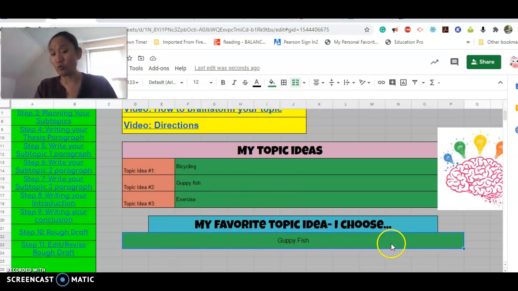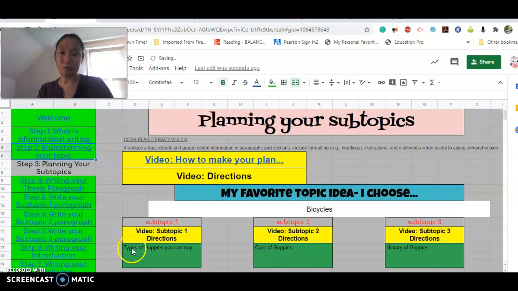Change what you choose. And so if you say, oh, I want to do bicycles instead, watch how that changes everything else. So then bicycles here, well then you don't want to talk about guppies down here, so you're going to have to change these guys here.